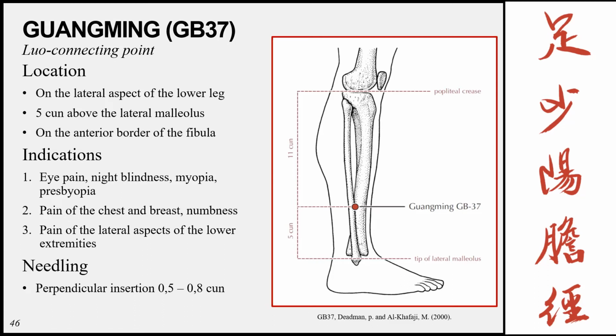This point can also be used for pain in the chest and breasts, and numbness. And thirdly, it can be used for pain of the lateral aspect of the lower extremities. Needling is perpendicular insertion, 0.5 to 0.8 cun.